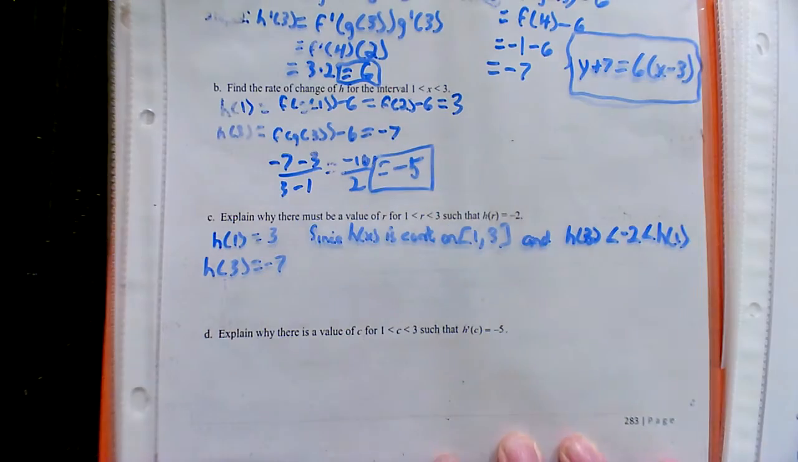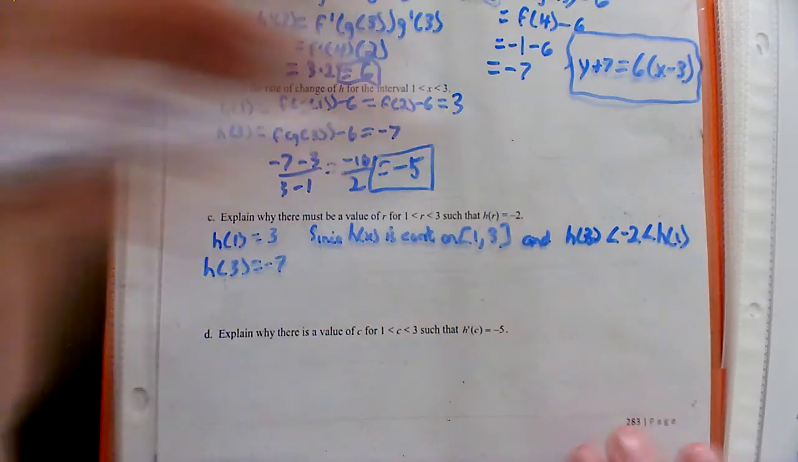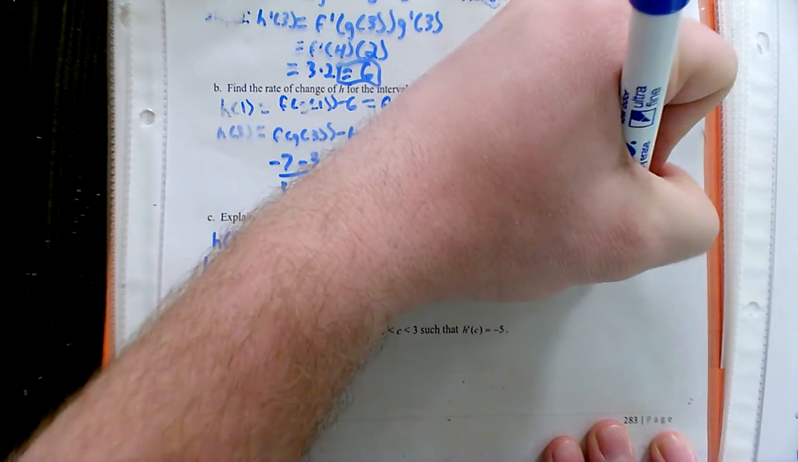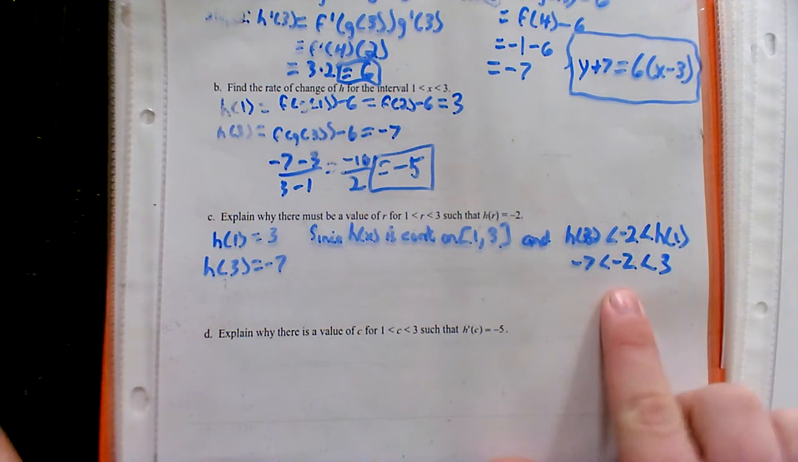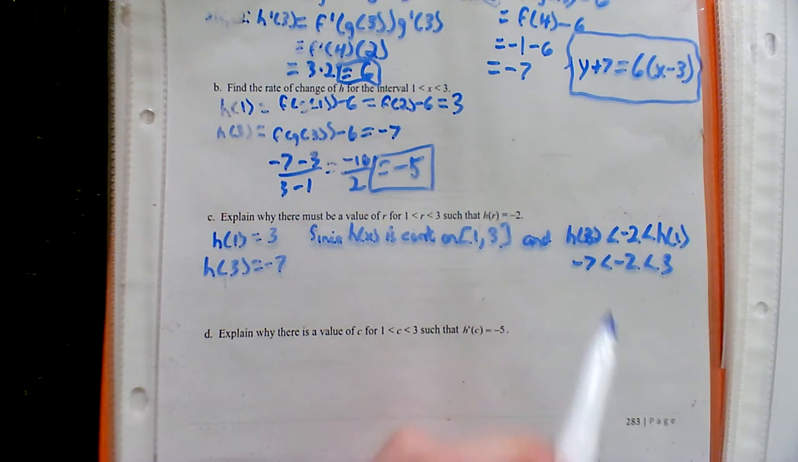and h of 3, I'll write this two different ways. h of 3 is less than -2, which is less than h of 1. Underneath that I'm going to write h of 3, which was -7, so that's the same as saying -7 is less than -2 and 3 is greater than -2. Those are the values for those. You don't have to write both, but just visually that's what we're saying.